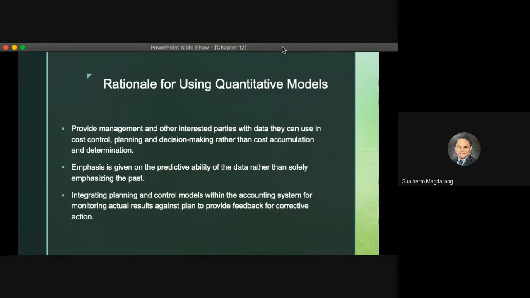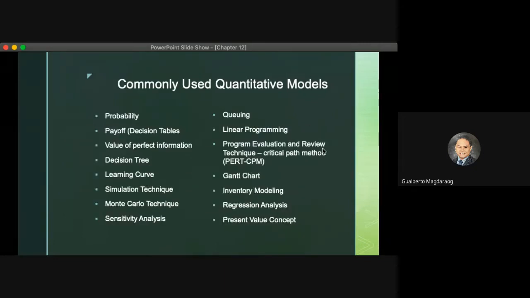Here are the commonly used quantitative models, and we will be touching most of the models here. Probability, payoff tables or decision tables, value of perfect information, decision tree, learning curve, simulation technique, Monte Carlo technique, sensitivity analysis, queuing, linear programming, PERT-CPM, Gantt chart, inventory modeling. Regression analysis and present value concept may be thoroughly discussed in another chapter.